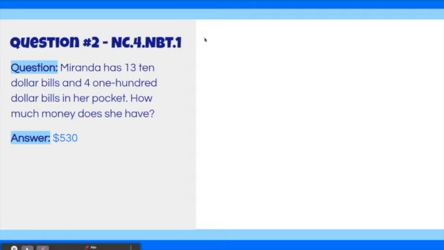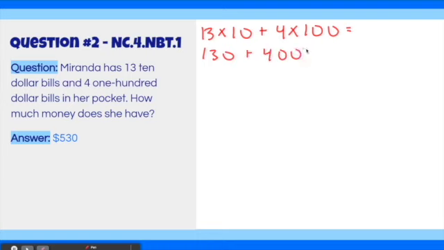Okay, so we know that Miranda has 13 $10 bills, so 13 times 10, and she has 4 $100 bills. So you add 4 times 100. So when you multiply 13 and 10, you'll get 130. And when you multiply 4 and 100, you'll get 400. And then when you add 130 and 400, you'll get $530. Okay, moving on to the next question.